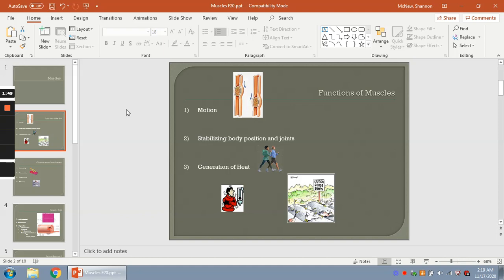Okay, so first thing. We're going to talk about the functions of muscles. There are three major functions of muscles. The first one is motion. This is the one that we most often think of when we think of muscles. There are two parts to this motion, so think A and B. A would be moving our body from place to place. That kind of motion requires our skeletal muscles.